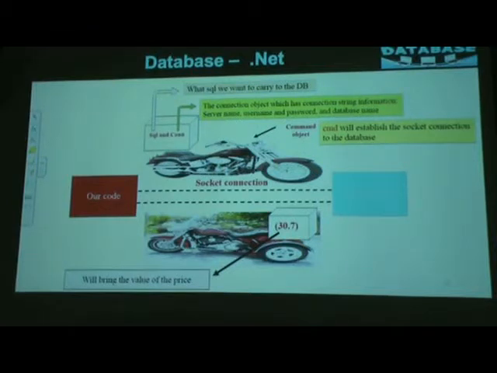So this command object, let's give it a name, CMD, will establish this connection to the database, and then it will bring from the database one piece of information. This will bring the value of the price, if the SQL was select price from product where product ID is 1, 2, 3, 4, 6. So this is the first approach, when we need only one piece of information or one answer from the database. We are going to use the command object.